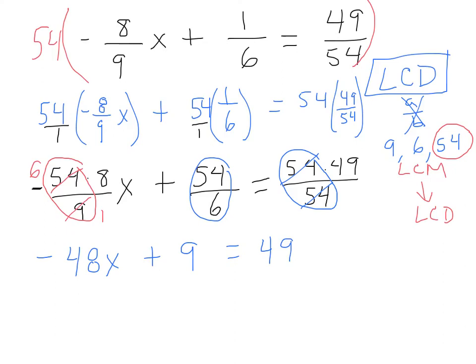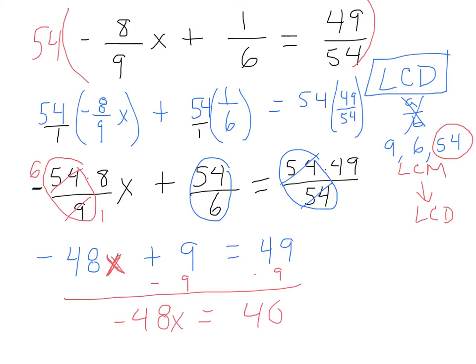Now, we have an equation. We have an x that's being multiplied by negative 48 and added with a positive 9. So let's do the opposite on both sides. We've got 40. And we got 48x, negative 48x.